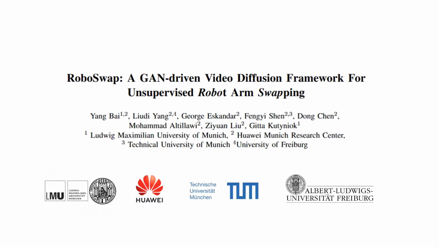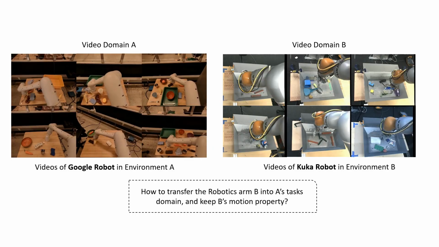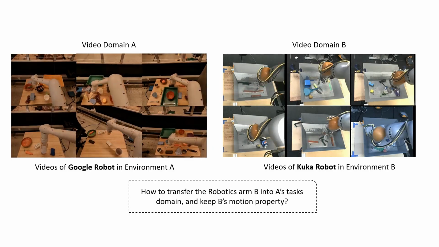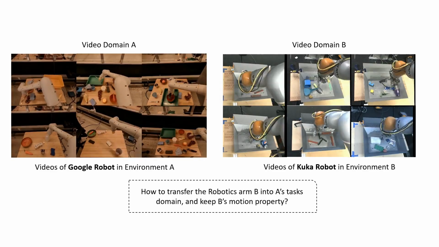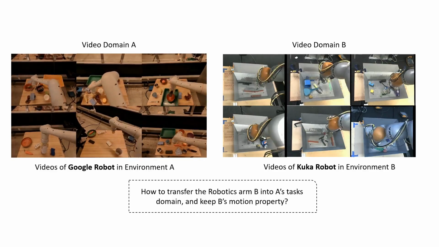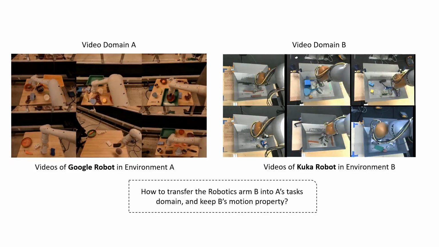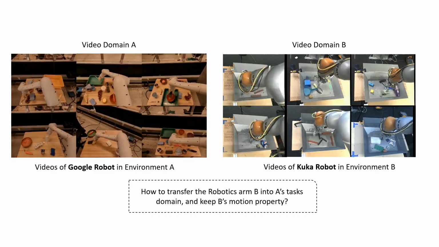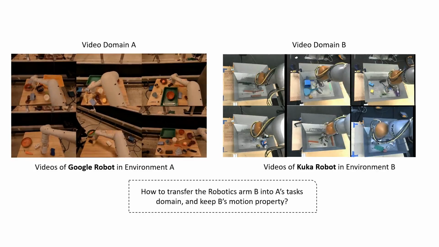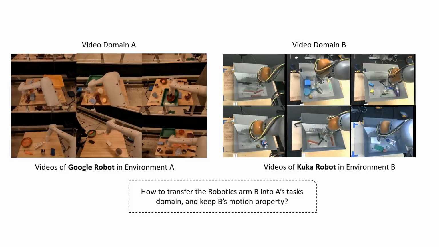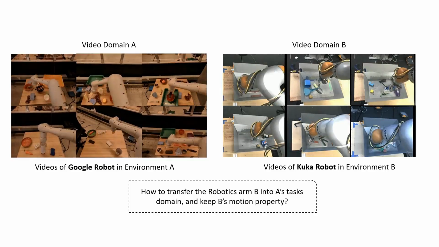Introduction. RoboSwap, a GAN-driven video diffusion framework for unsupervised robot arm swapping. Recent advances in generative models have revolutionized video synthesis and editing, yet the lack of diverse, high-quality datasets limits robotic generalization across platforms. Previous works require paired video data to supervise the robot arm translation model, which is impractical. To tackle this, we introduce RoboSwap, a novel method which enables unsupervised robot arm swapping without paired video dataset.